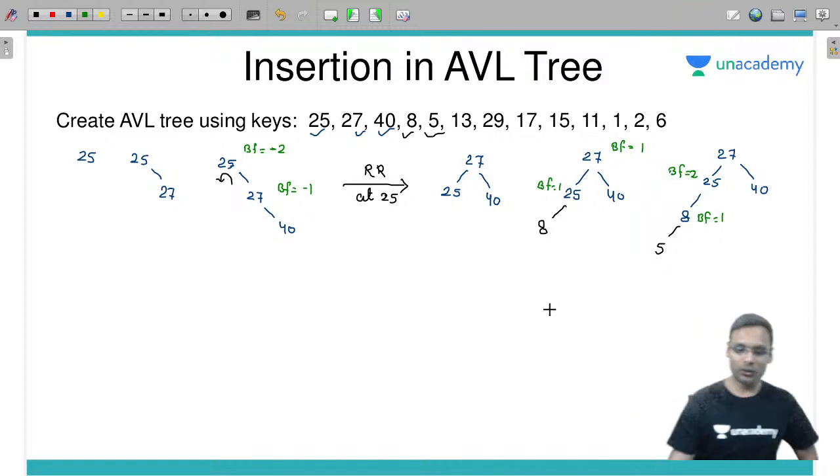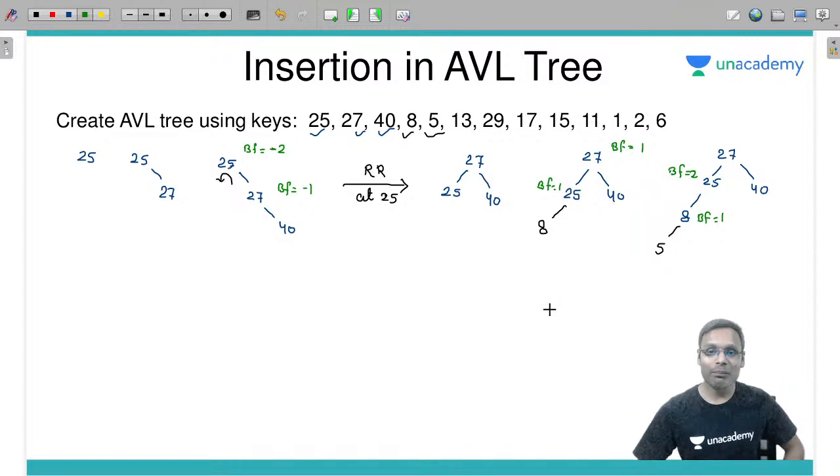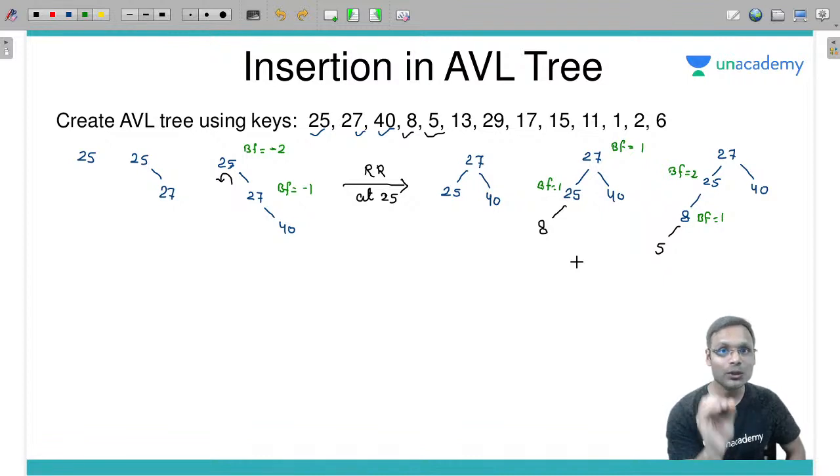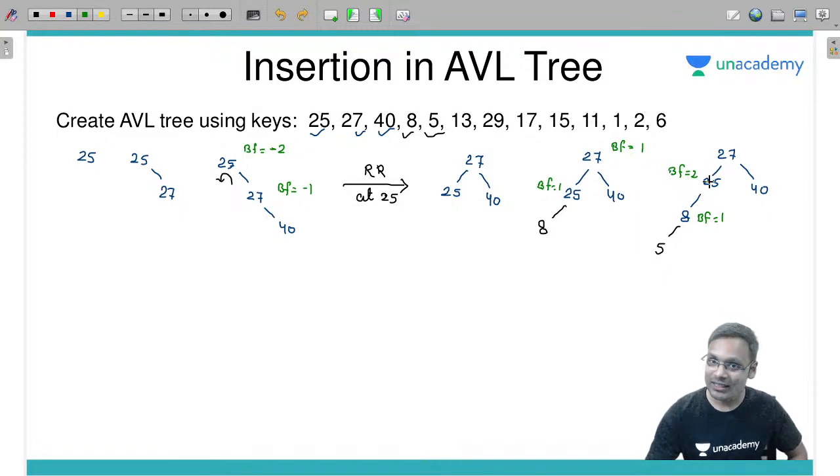So if you have an imbalance at 25, what kind of imbalance? What is the direction of the newly inserted node from 25? Where was the new node inserted? In the left of 25 and again in its left, meaning left of left, that is LL at 25. Put LL, yes sir, done. So if you are applying LL at 25, then the tree will be like this.